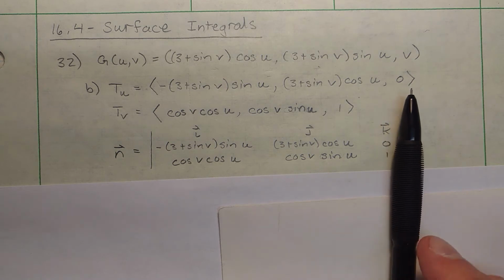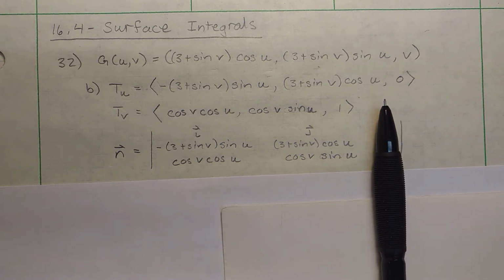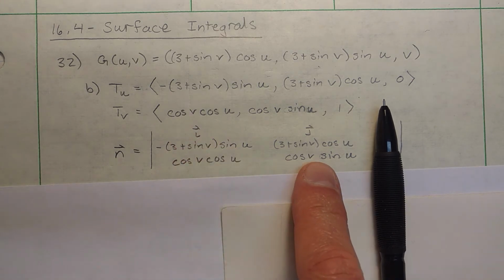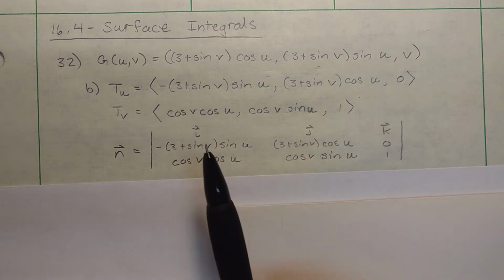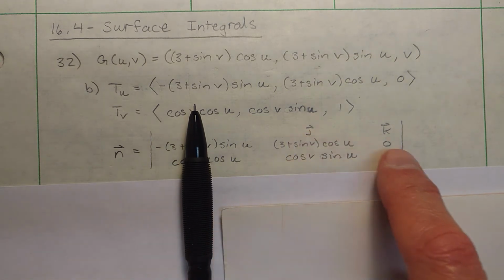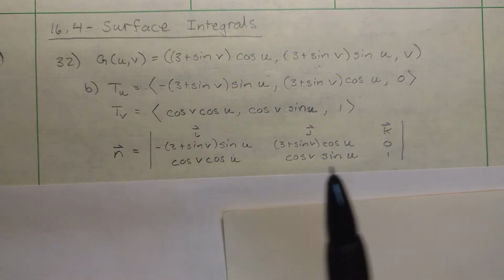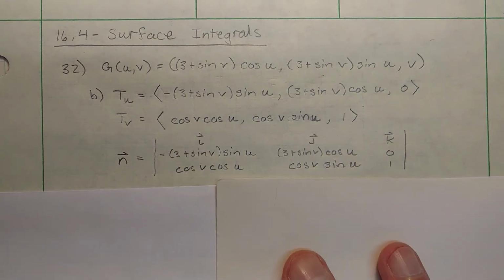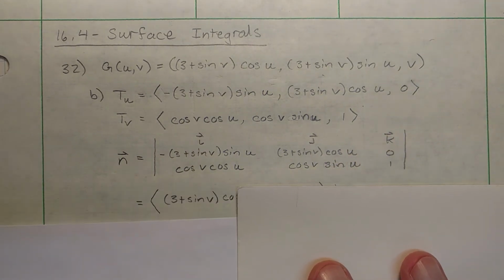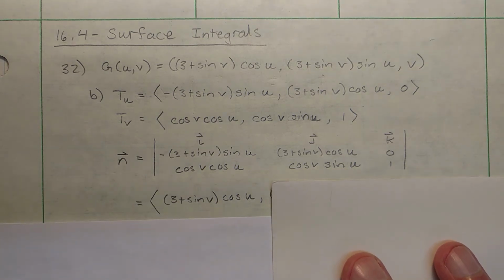So first, to get the x component of our normal vector, we will cross here. Sorry, cross that, I did the wrong one. To get our x component, we will cross here and get 3 plus sine v cosine u minus 0. So for our x component, we just get 3 plus sine v cosine u.